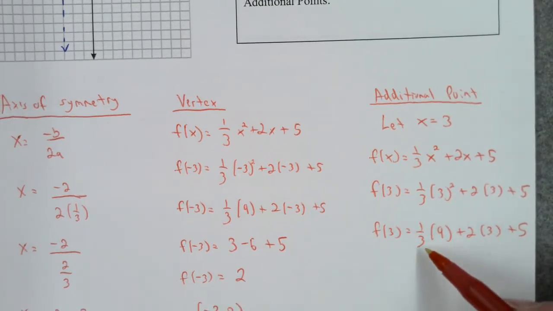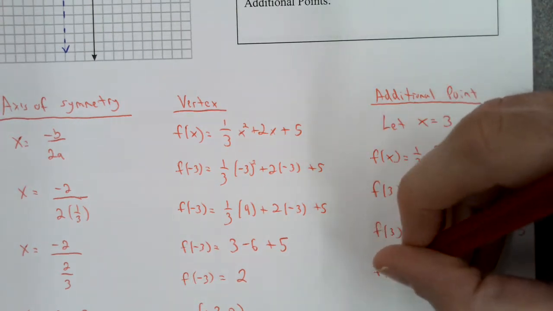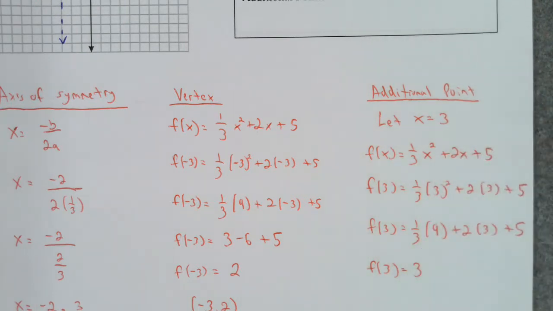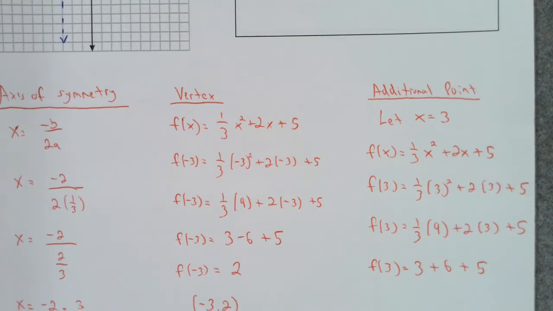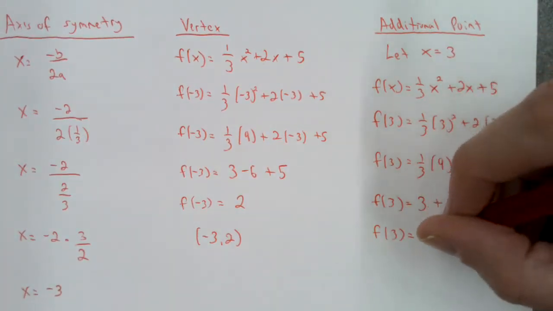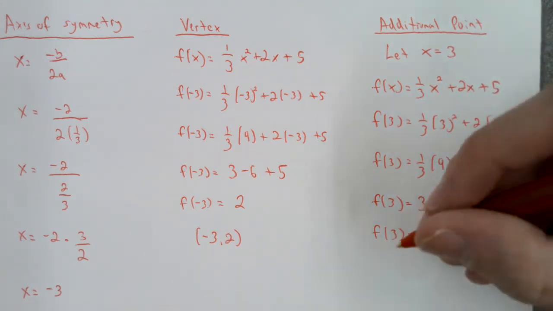And now there's going to be no more fractions because 1/3 times 9 gives you 3. Plus 6 plus 5. So that gives me 14. So no big deal, that's okay. So my additional point is (3, 14).